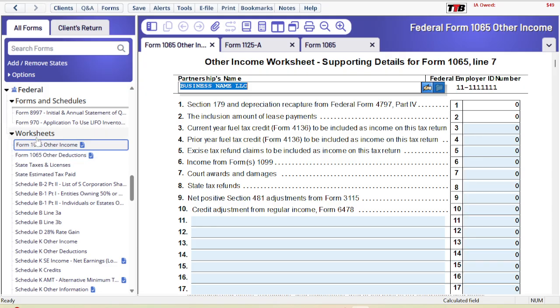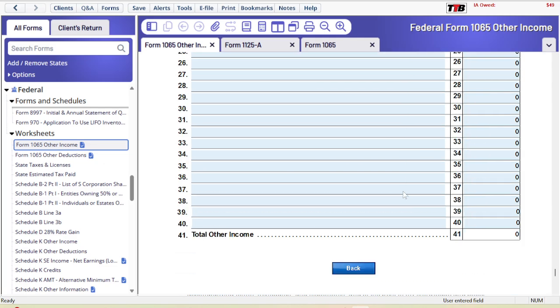So here we have worksheet 1099 other income. We are under income here, so that is why we will have this recapture here. If you receive income from 1099, it will go on line 6 here. And if you have court awards or things like that, state tax refunds and things like that, will go under here. So we are on the income section here, but I thought we would be in the deduction.